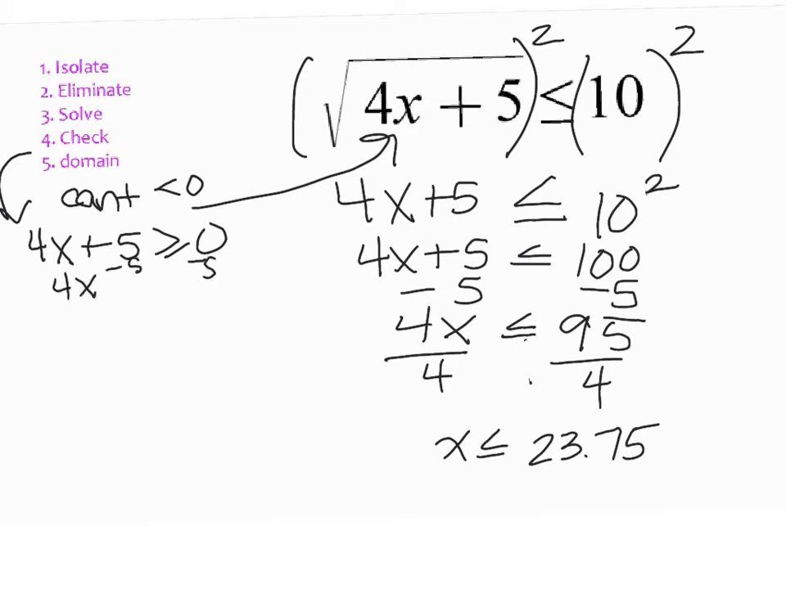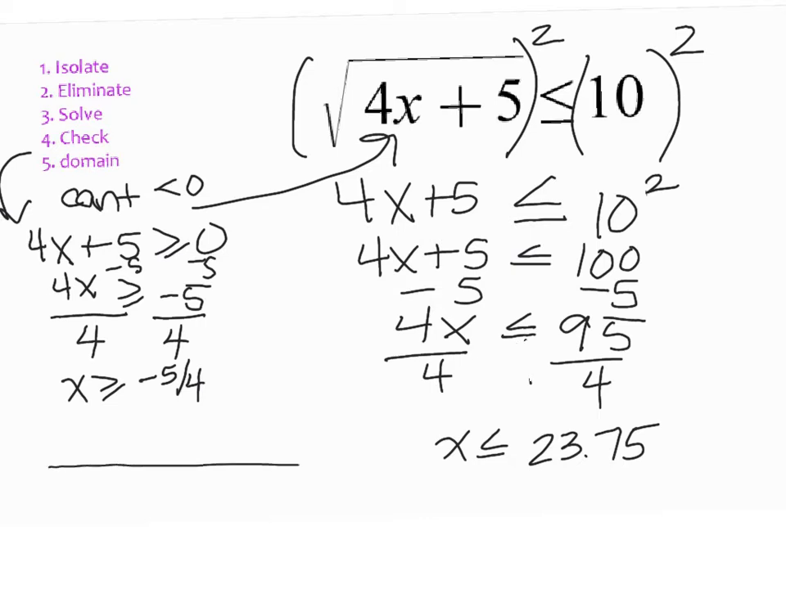Okay, so I have to solve one more thing. I have to subtract 5 from both, and divide by 4. Now I'm dividing a negative number, but I'm not dividing by a negative number. So I'm okay. I don't have to flip my sign. And I'm going to leave it like this.